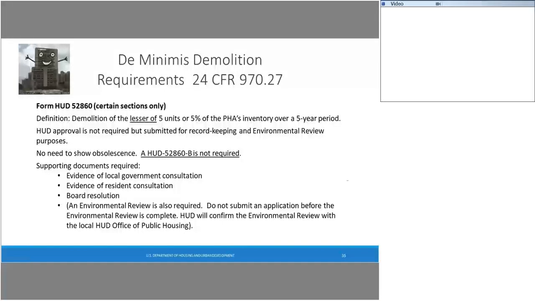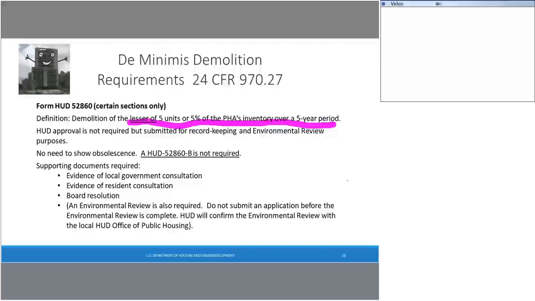De minimis demolition, 24 CFR 970.27. Here we say 555. That's demolition of the lesser of 5 units or 5% of the PHA's inventory within a 5-year period, no more than a 5-year period. HUD approval is not required, but it is submitted for record keeping and environmental review purposes. There's no need to show obsolescence.